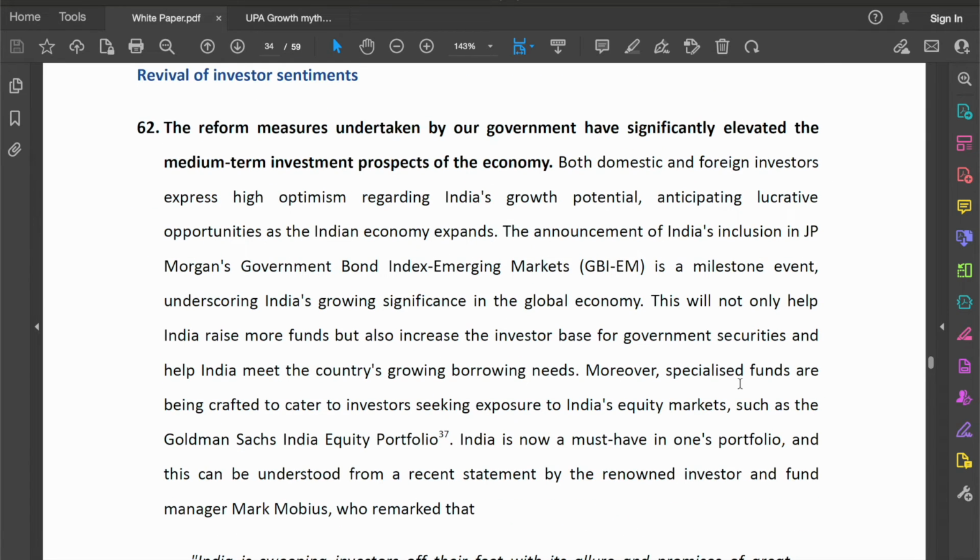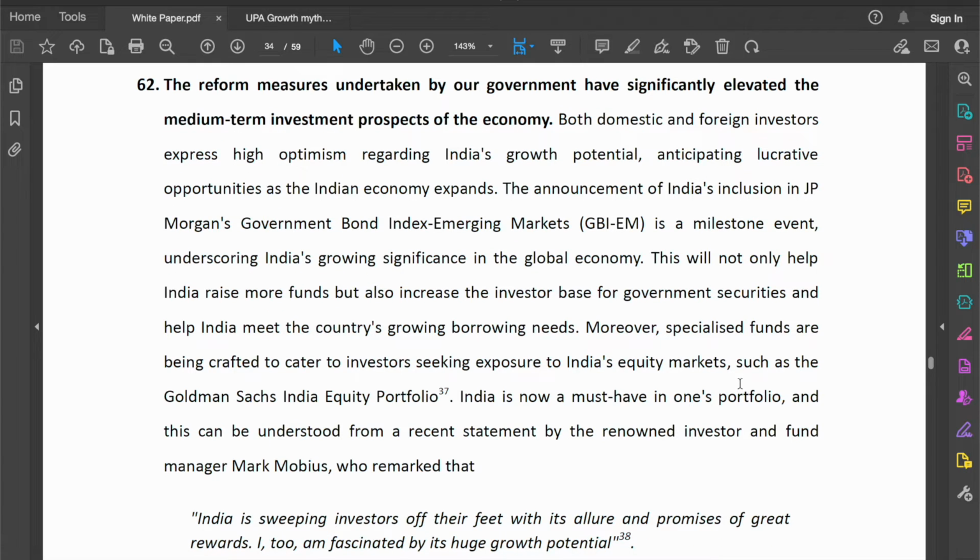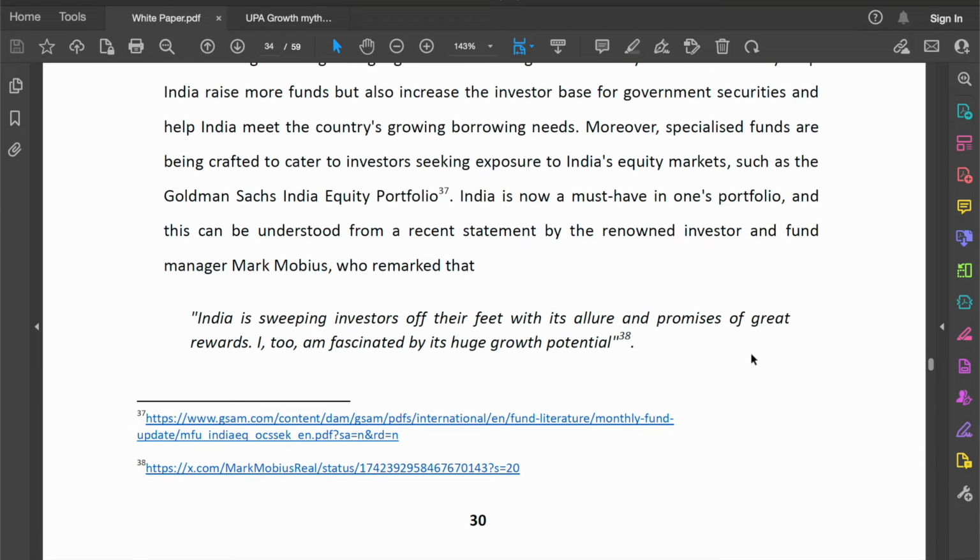And later they talk about investor sentiments also, that how investors are now bullish on India. See, investors have been bullish on India forever. It's not that today they are bullish. Earlier also India was a bullish market only. Obviously there are ups and downs in the markets, and there are those cycles which every market has.